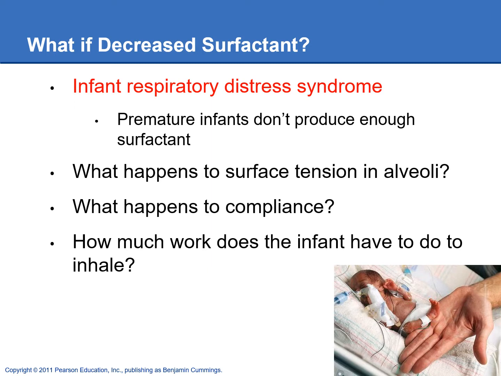So to treat these premature infants, they are oftentimes put onto a ventilator, and the machine will do the work of breathing for them. And they can also put synthetic surfactant down into their lungs until they're able to produce it on their own.